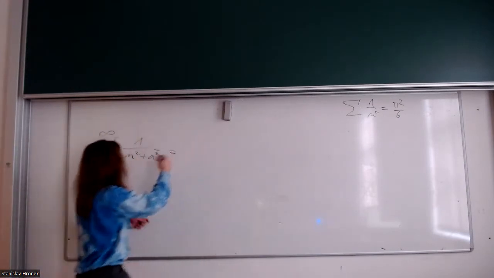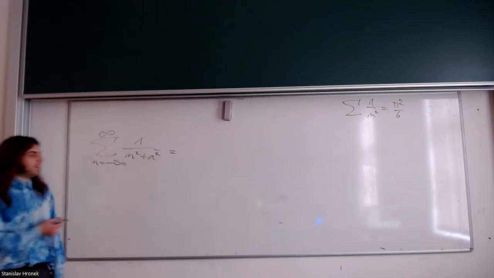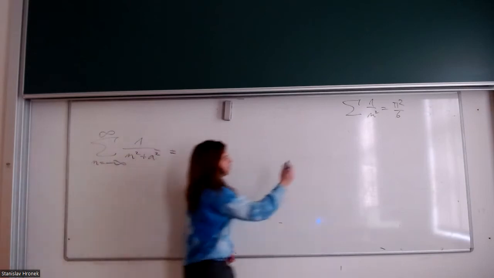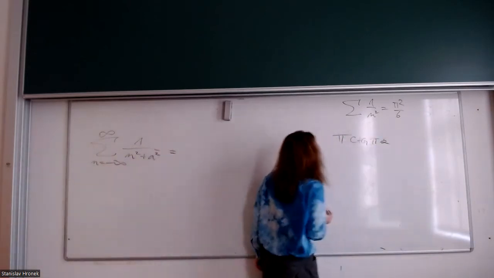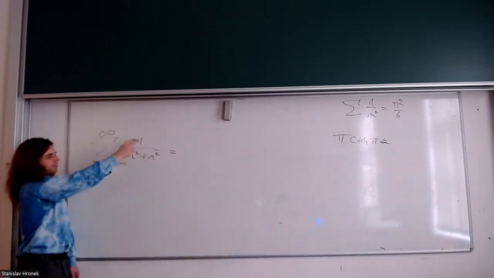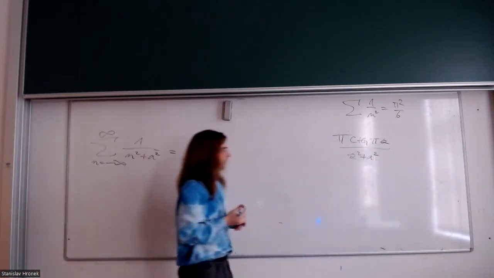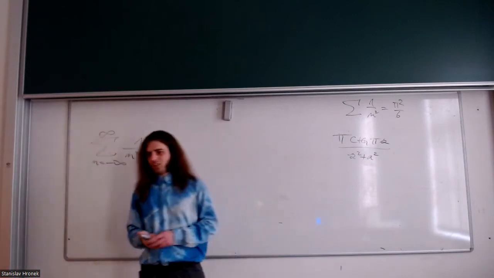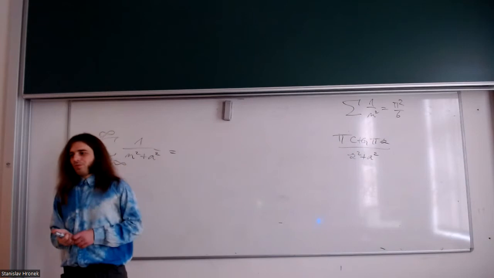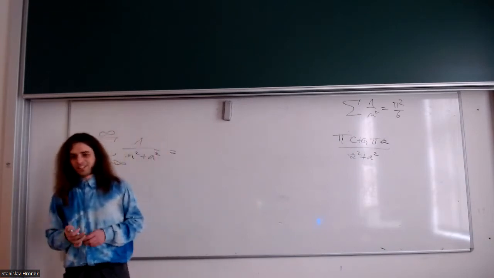Why? Because we could just use the idea that we now made, and we could take our function pi cotangent pi z, multiply it with exactly this function, which is 1 over z squared plus a squared. And now we can consider the integral of this function over some nice curve. And now we just need to figure out what a nice curve means.